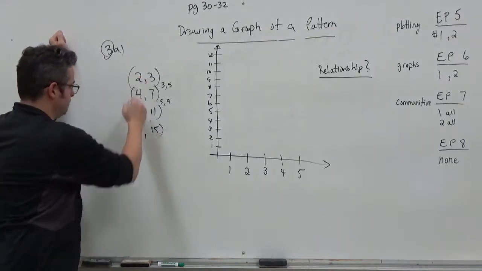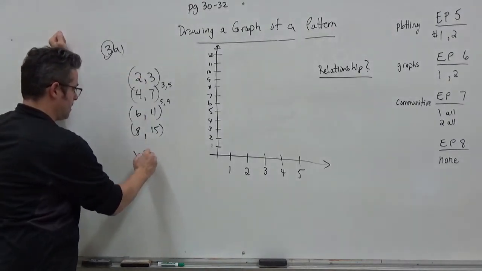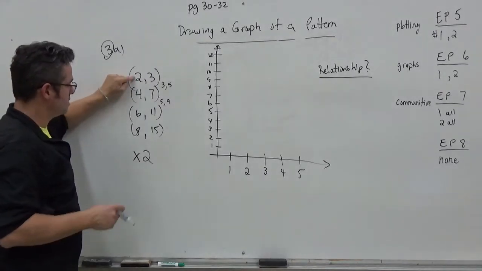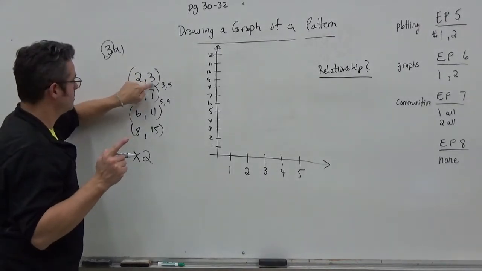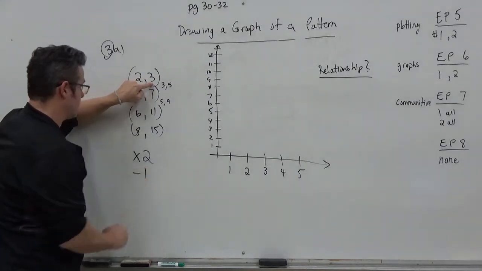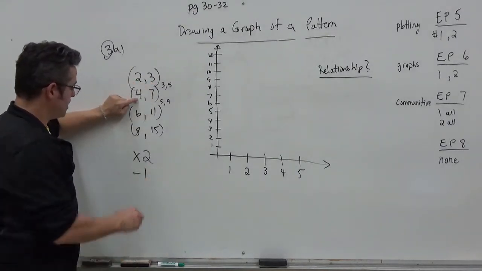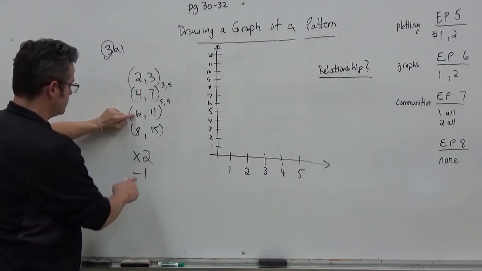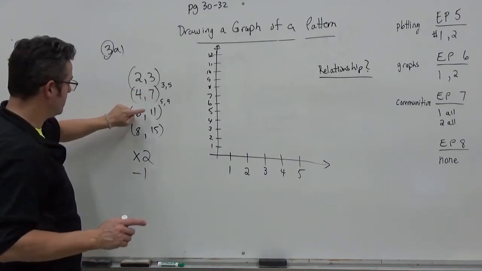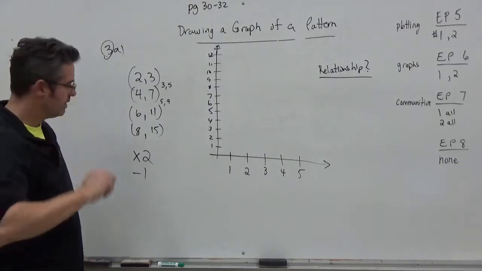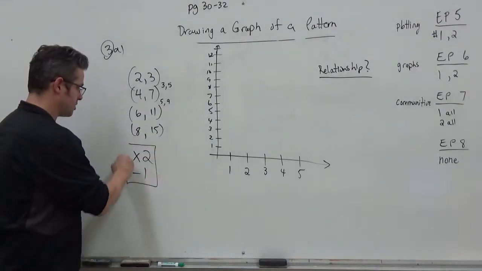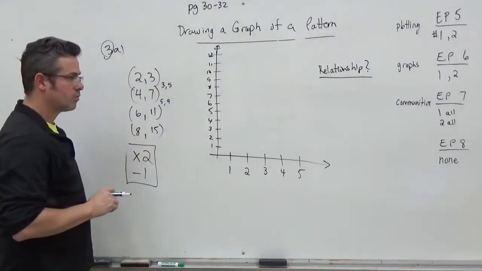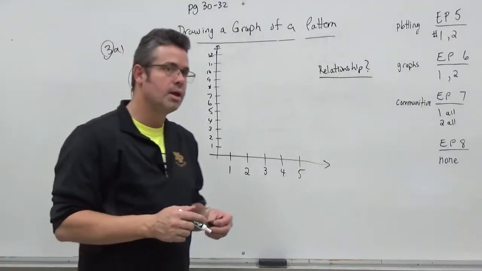So let's take this input, multiply it by 2. It's a nice low number. 2 times 2 is 4. Then I'd have to subtract 1 to get that. 4 times 2 is 8, minus 1 is 7. 6 times 2 is 12, minus 1 is 11. Oh, I kind of found the relationship here, I think. I didn't necessarily need these other little coordinates, but they could help.